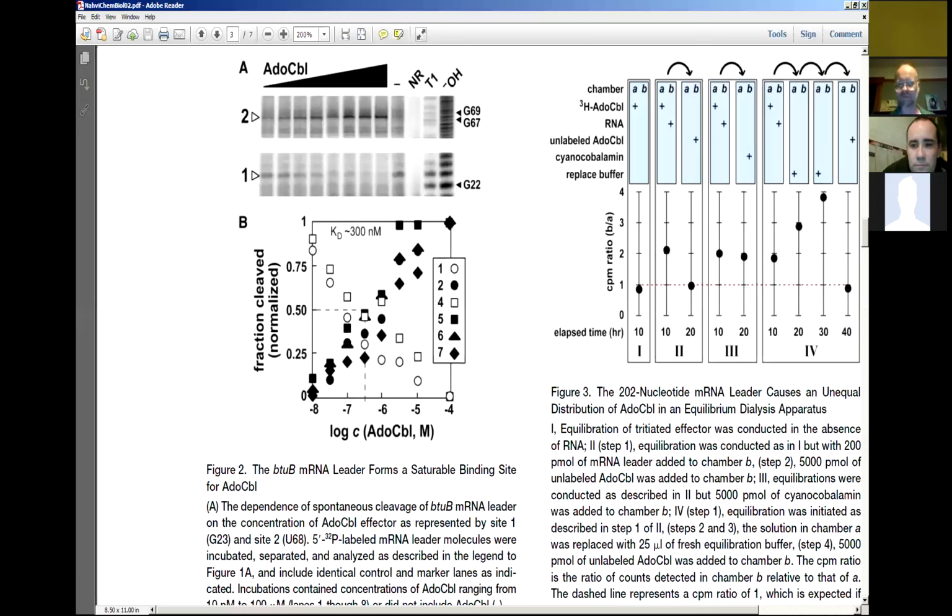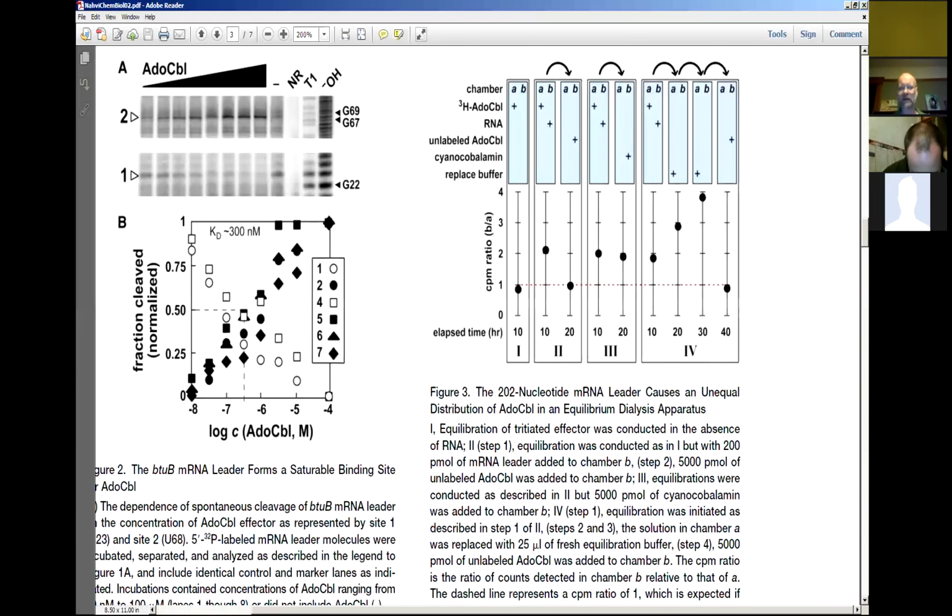All right, so some of the other things that you find in that figure 3 is looking at what happens when you add unlabeled small molecule, unlabeled ADO-CBL. And if you add a large amount of the unlabeled ADO-CBL, it's going to outcompete the labeled ADO-CBL. And that's going to make the label essentially equilibrate again between the two chambers.